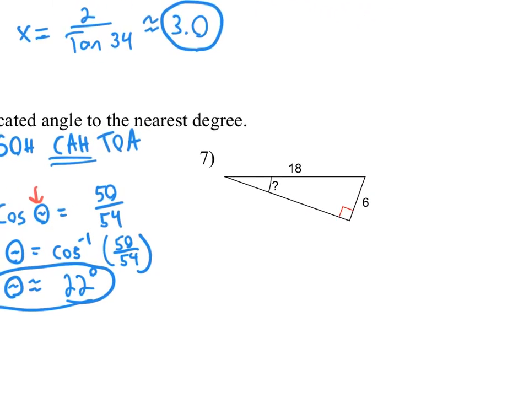Okay. They gave you this angle. 6 would be the opposite. 18 is the hypotenuse. And the other side is the adjacent. But we don't know anything about the adjacent, so that's probably not going to factor in. So we know the opposite and the hypotenuse. So we need to pick the one with opposite and hypotenuse. That's sine.